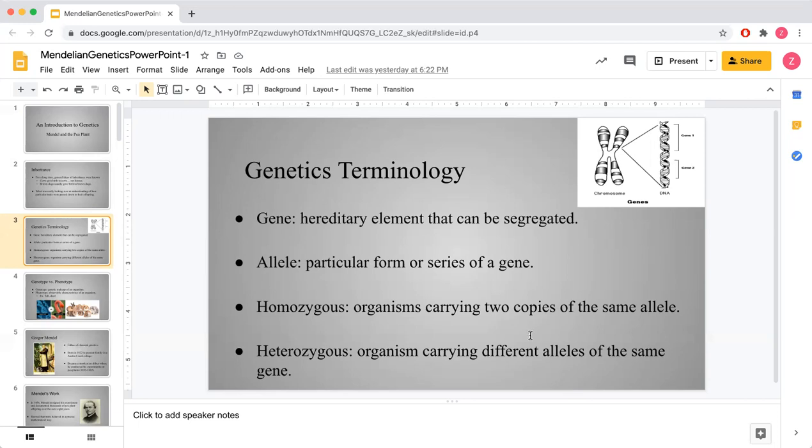And moving on, a homozygous organism, with homozygous alleles, is carrying two copies of the same allele. So two copies of the brown hair allele or two copies of the blonde hair allele. However, heterozygous refers to an organism carrying different alleles of the same gene. So they might have one allele for brown hair and one allele for blonde hair. And usually a gene has two alleles.